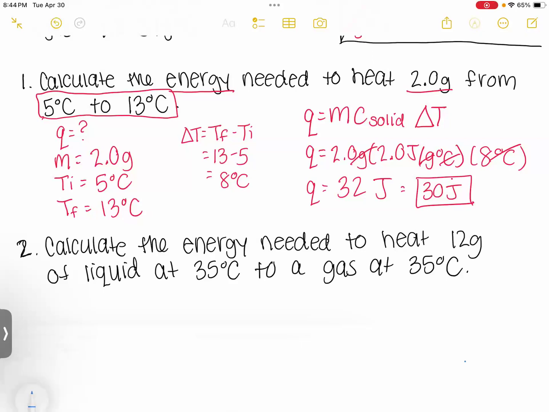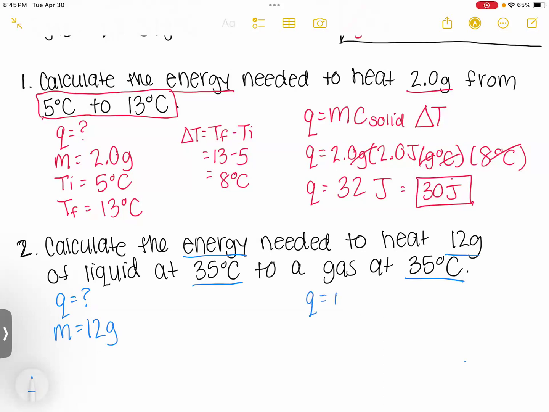All right, so now we don't have a temperature change. We're still solving for energy, so I want to solve for Q. My mass is 12 grams, but we don't have a change in temperature. We're starting at 35 degrees and we're ending at 35 degrees. If there's not a change in temperature, we're not going to use Q equals mc delta T.